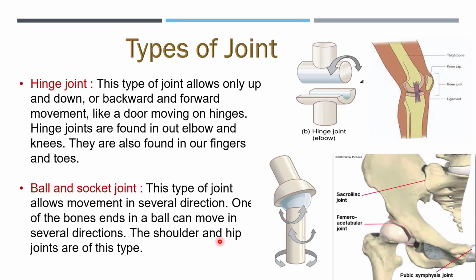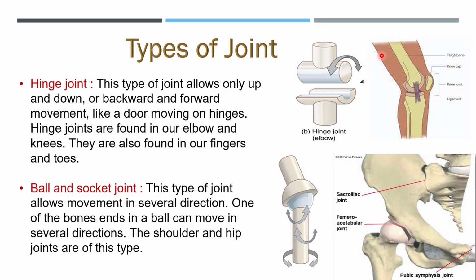Now let's have a look at the types of joints. First is the hinge joint. This type of joint allows only up and down or backward and forward movement, like a door moving on hinges. Hinge joints are found in our elbows and knees. They are also found in our fingers and toes. As we can see in this image, this is the way hinge joints work, backward and forward.